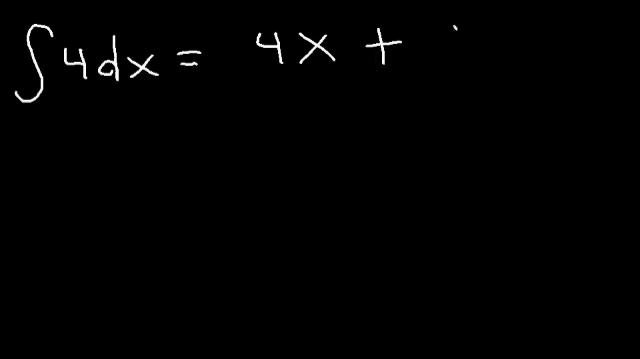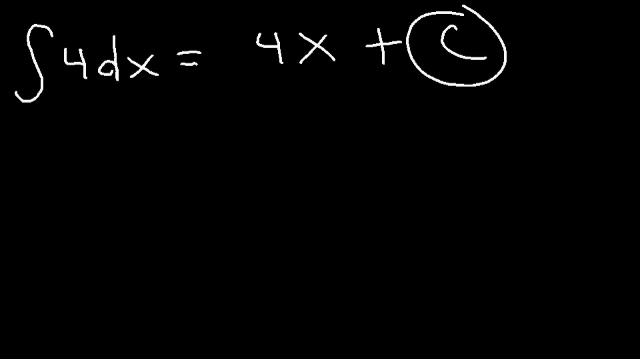And you also need to add a c value. Anytime you integrate a function, there's always going to be a constant that you need to add to it. Now, the derivative of 4x is 4. The derivative of any constant is 0. So that's why you always need to add the constant.